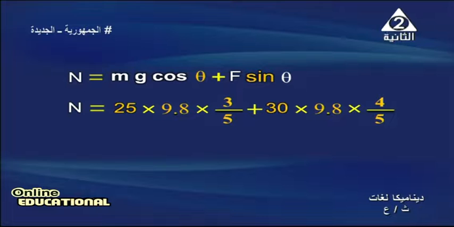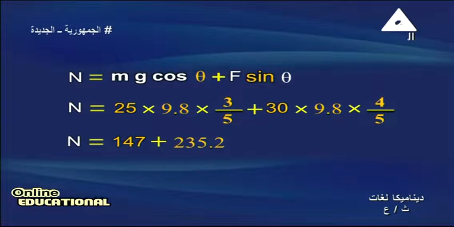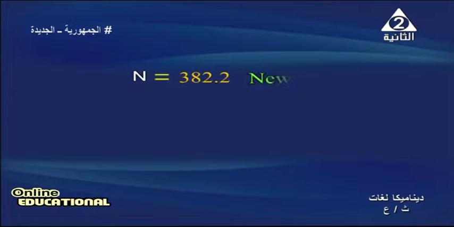Note that the magnitude of the force equals 30 kilogram weight, but in the equation of motion, the force must be in Newton. Then 30 kilogram weight times 9.8 is the magnitude of the force in Newton, multiplied by sine theta, which equals 4/5. Then N equals 147 plus 235.2. Then N equals 382.2 Newton.